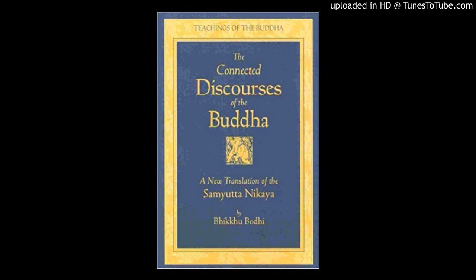The next link here is consciousness. And what, monks, is consciousness? There are these six classes of consciousness: eye consciousness, ear consciousness, nose consciousness, tongue consciousness, body consciousness, and mind consciousness. This is called consciousness. So consciousness and nama rupa always come together.